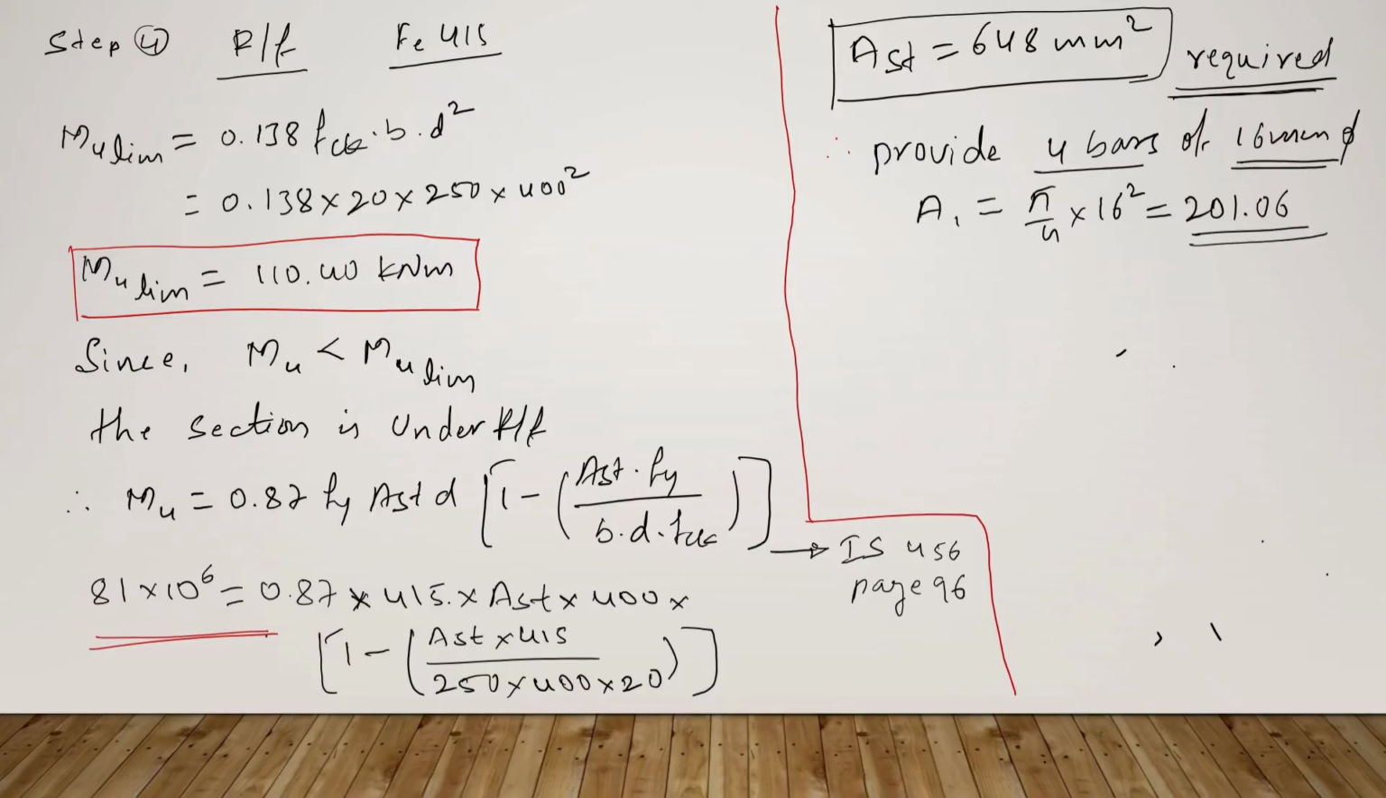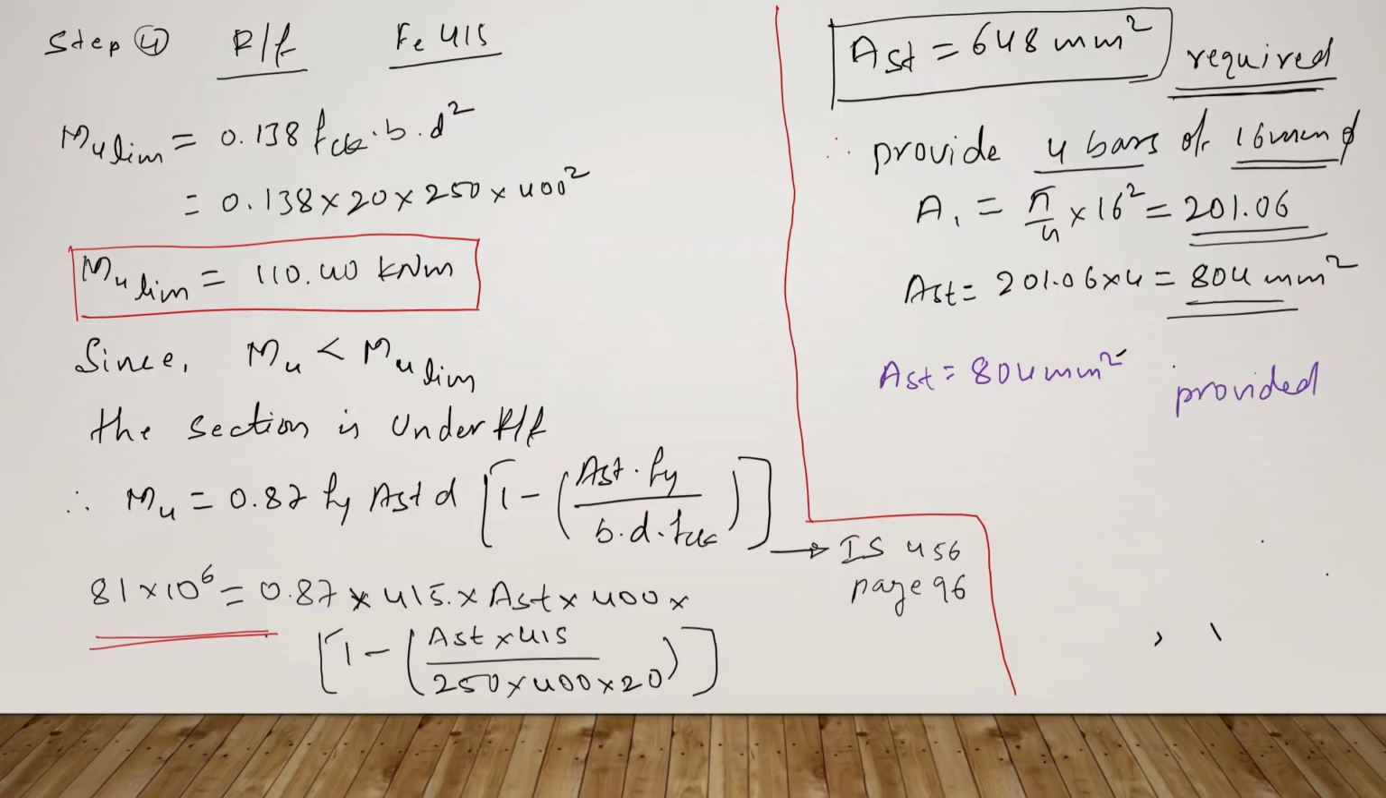So total I considered 4 bars, 201.06 into 4 ಮಾಡಿದ್ರೆ we will get 804 mm squares, right? This is AST actually. AST is equal to 804 mm square provided.